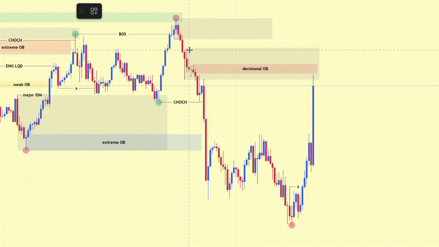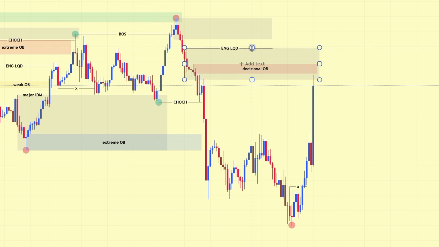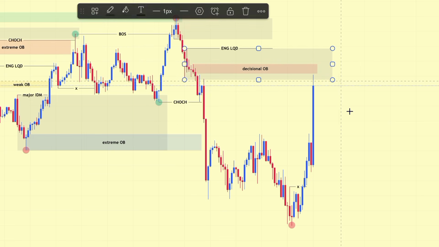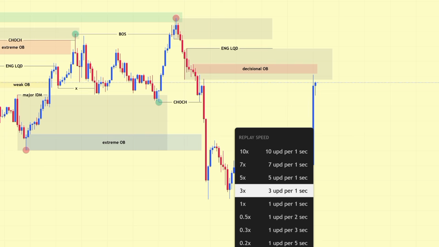This one here is what we call the engineering liquidity. Yeah, so we can clearly see there the engineering liquidity. And price has mitigated the decisional order flow. So if we see a good reaction from there, we can actually take the entry. Okay, so let me continue running price.